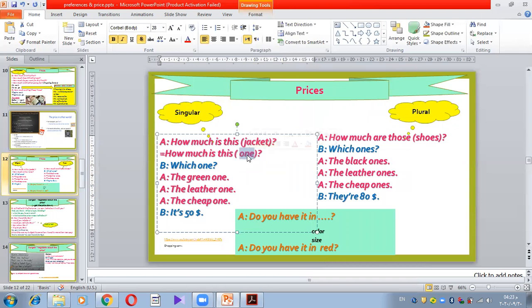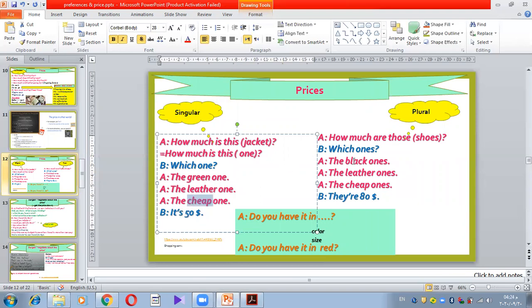So, this one. The salesperson is going to say what? If, for example, you are pointing at a dress and he can't see which one, he's going to say, which one? The green one, or the leather one, or the cheap one. So you can use the color, the material, or the price. The price at this time is $50.